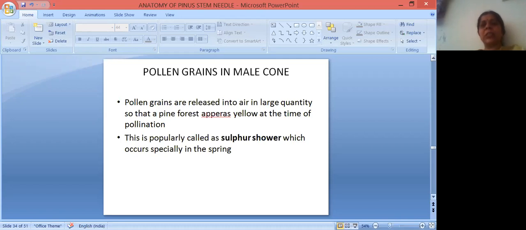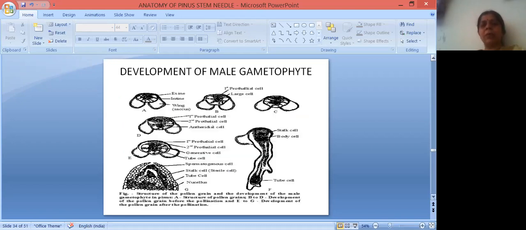Male cones consist of microsporophylls. Microsporophylls consist of microsporangia. Microsporangia produce several microspores after the reduction division of the microspore mother cells. Those microspores later develop into the male gametophyte. So how does the microspore develop into the male gametophyte? That is the important thing.